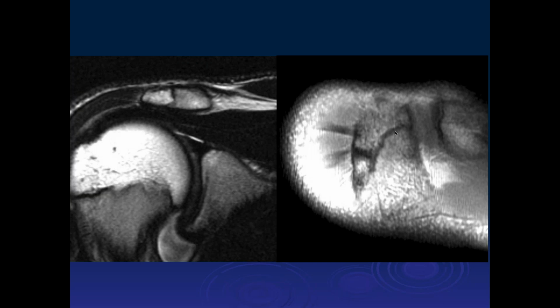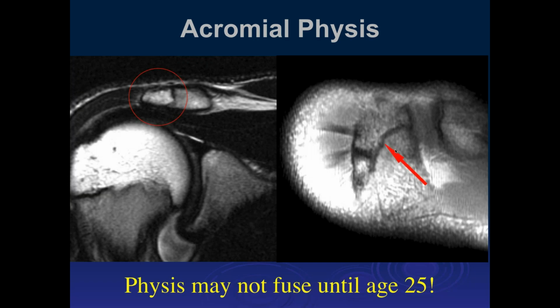The thing is that the actual physis here has a very different look to it than an os acromiale on MR. You can really characterize it better. So there have been times when I've called os acromiale even when people have been under 25 because it's clearly abnormal. So that's a normal physis.